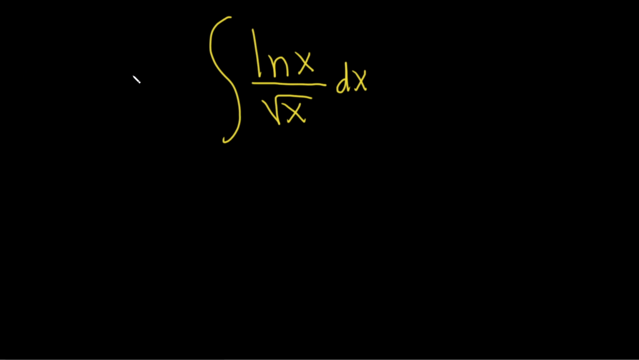Hi, in this problem we're going to integrate the natural log of x divided by the square root of x. To do this, we're going to use something called integration by parts. The reason we're going to use parts is because it seems like a way to do it. If you just make a regular u substitution, it's not going to work. So the integration by parts formula says if you have the integral of u dv, this is equal to uv minus the integral of v du.